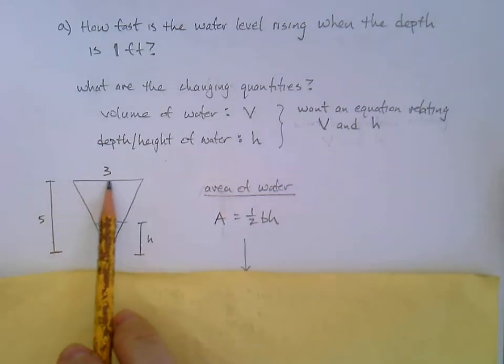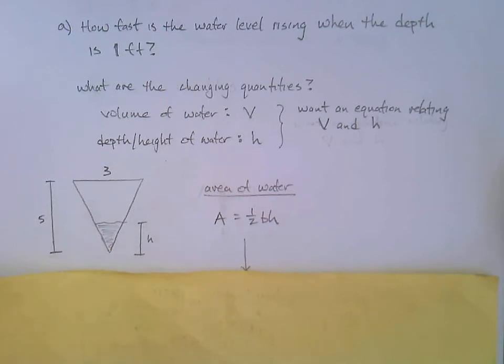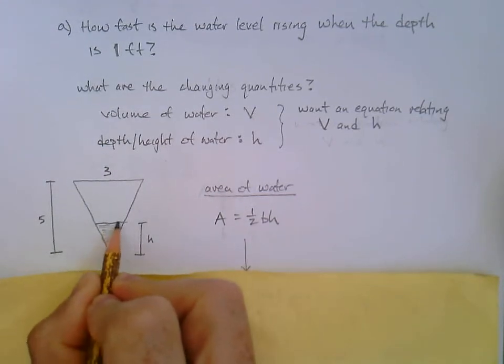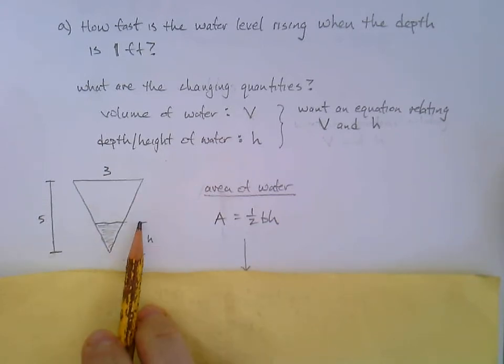So we know it's 3 feet across the top. I know it's 5 total feet tall for the entire trough. Of course, we're only concerned with the area of the water. So I'm going to draw the water, and I could draw this anywhere, but let's just draw it about there. Here's the water, and then we know that that is H.